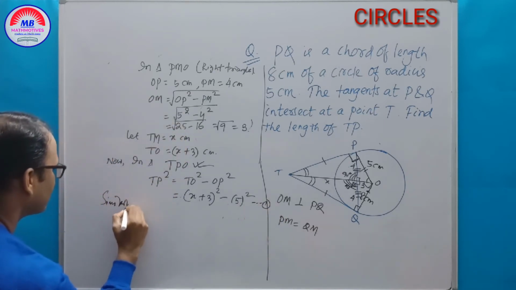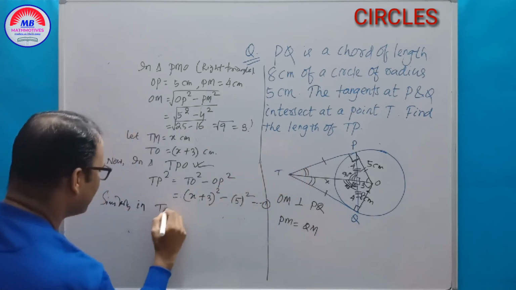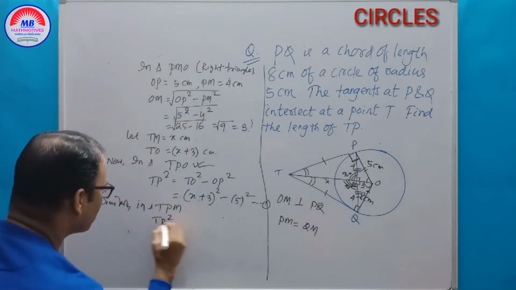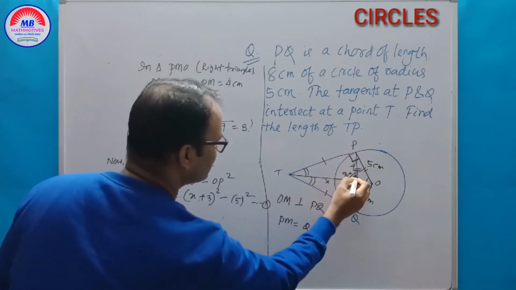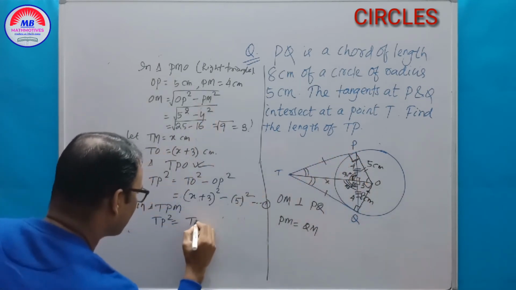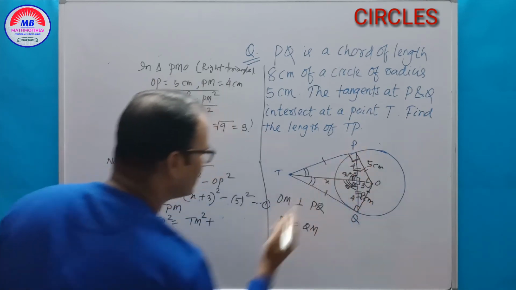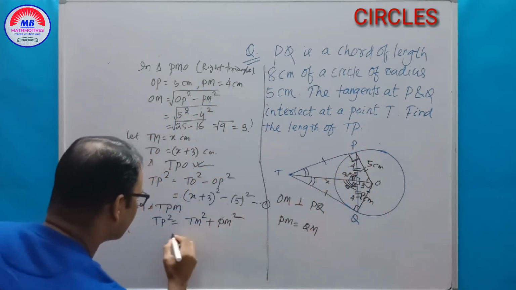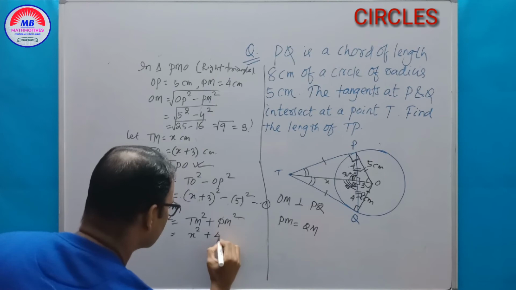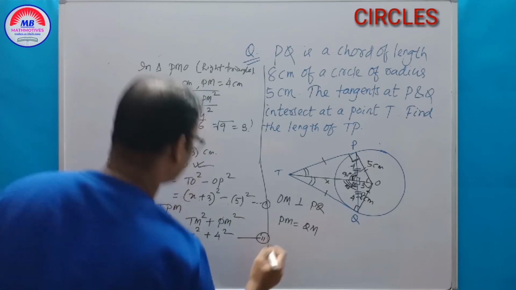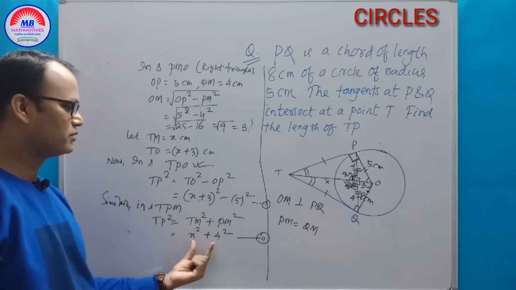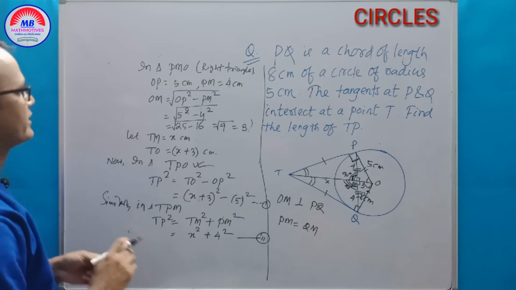Similarly, in TPM triangle, this is 90 degree, opposite of this one. TP square equal to TM square plus PM square. TM square is x square, plus PM is 4 square. Equation 2. You see, here TP square equal to this one. In the second case, TP square equal to this one. So comparing 1 and 2, you can write.